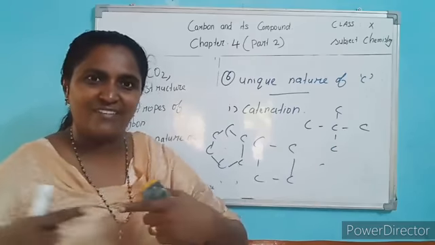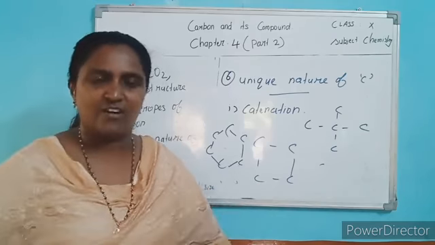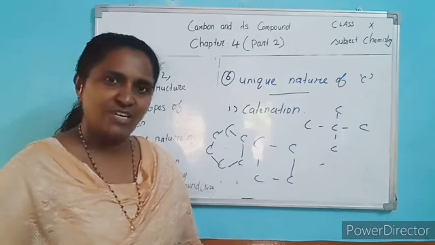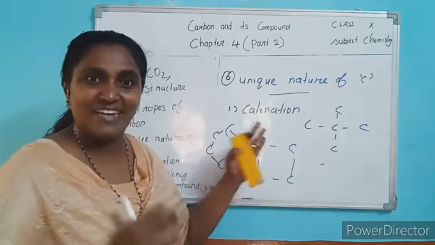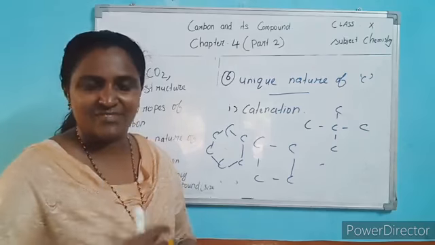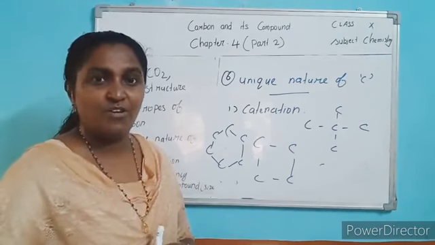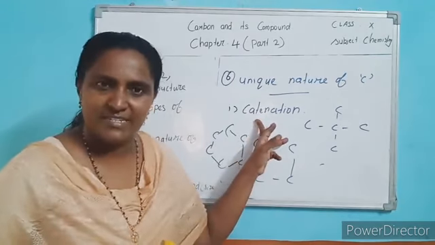They will link one another, self-linking. Self-linking means carbon linked with another carbon. Such a type of property, who has? Carbon has. That's why there are millions of organic compounds existing in this world. So this property is called catenation.